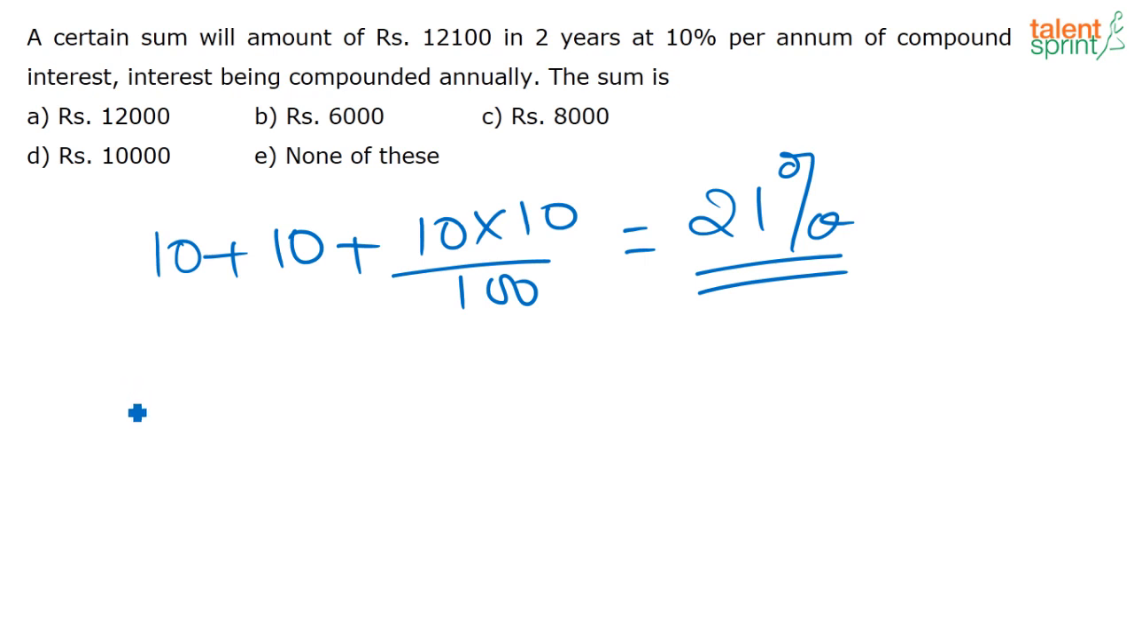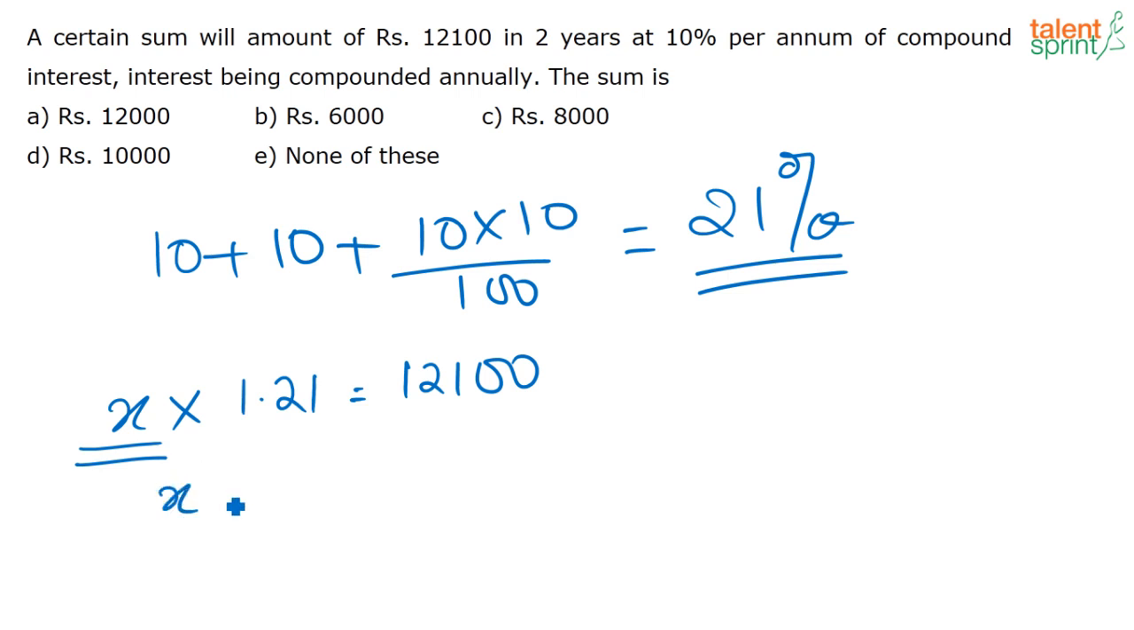So it is 21%, or we can say that if the amount that is invested is X, X into 1.21 is equal to 12100. How do I write this? X into 1 plus 21 by 100, correct? So that will be the amount that he gets, and from this you solve, you get X is equal to 10,000.